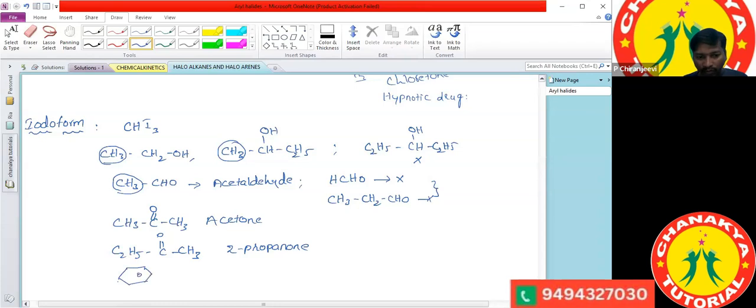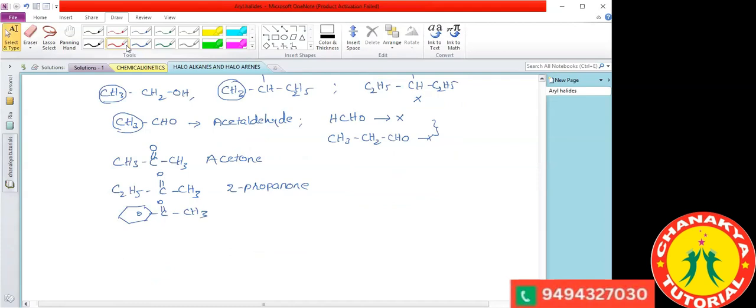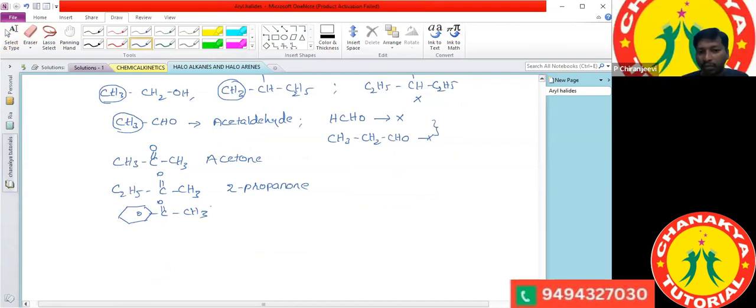For example, acetophenone. What is this? Acetophenone, C=O-CH3. Does acetophenone give a positive iodoform test or not? Any one of you? Sir, it does because it has a methyl group. Yes, it gives a positive iodoform test because it has a methyl group. Acetophenone gives a positive iodoform test.